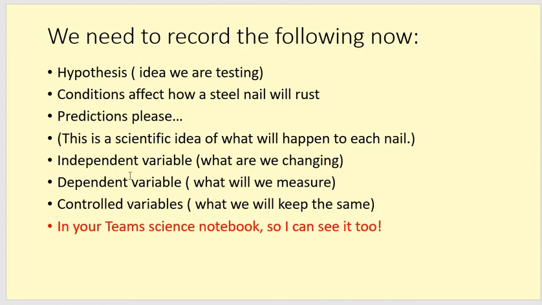Now, the independent variable is what we are changing. The dependent variable is what we're going to measure. Control variables are things we're keeping the same. This needs to go in your team's notebook so I can see it too. These things, what we're measuring, what we're changing, what we keep the same, you can check all of that using a table. I've been really kind to you here.